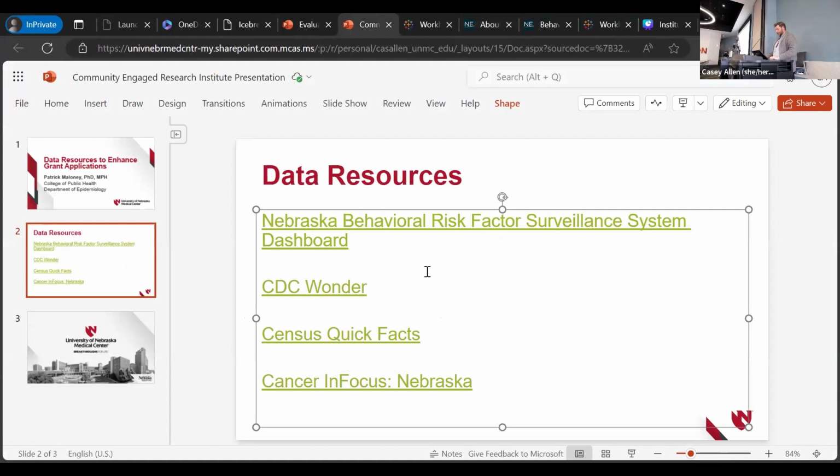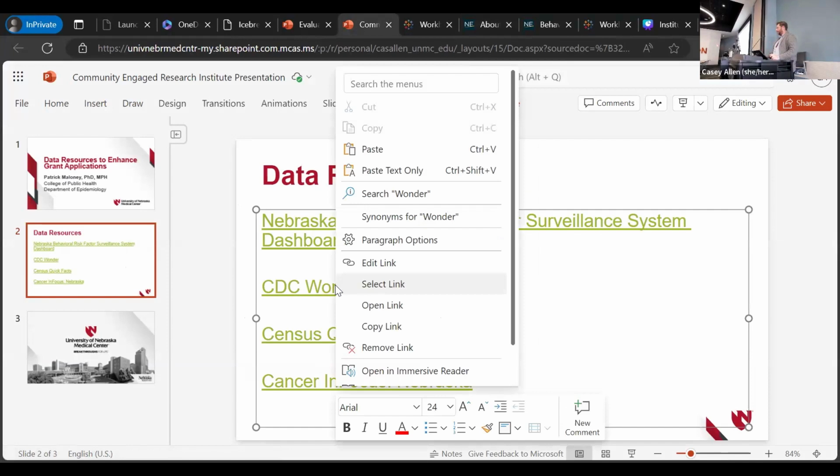All right. So that's the BRFSS. Now we're going to move on to CDC Wonder, which is another excellent tool.